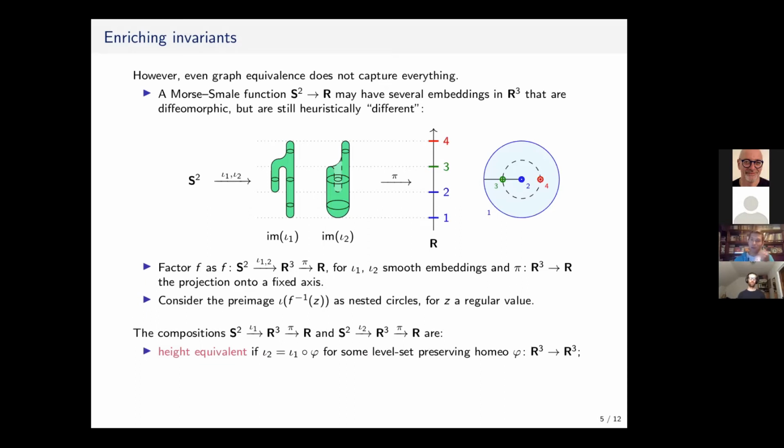Two compositions of the same Morse Smale function, factoring through R3 by a smooth embedding and then a projection onto the same axis, are going to be height equivalent if we can compare these two embeddings, iota1 and iota2, with a level set preserving homeomorphism. The function that I described that simply pushes up this branch inside is a level set preserving diffeomorphism, because we can still map one circle to the other one. But these two functions are going to be poset equivalent if they are height equivalent, and this level set preserving map induces an isomorphism of nesting posets on all level sets. I haven't defined nesting poset yet, and I'll define that in a couple of slides.